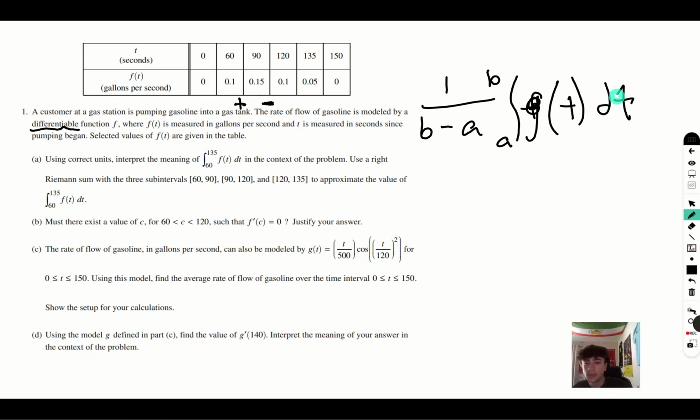dt. So from here, you're going to need to use your calculator, or you could solve it by hand, but it is much simpler to use your calculator. So you go to your calculator. First, we're going to calculate 1 over b minus a. We know that b is 150 and a is 0, so 1 divided by 150. And then you do that times your integral.